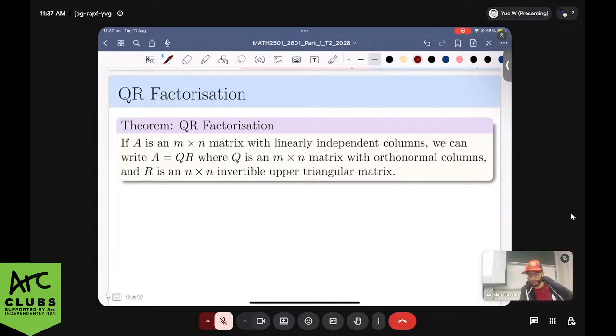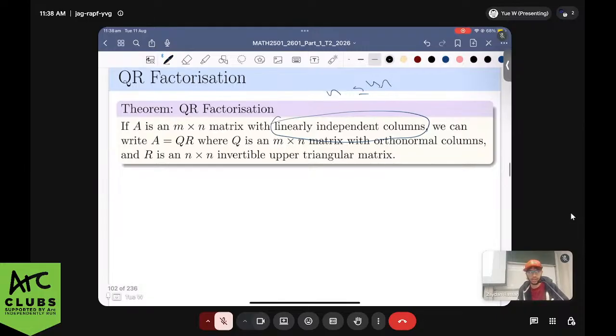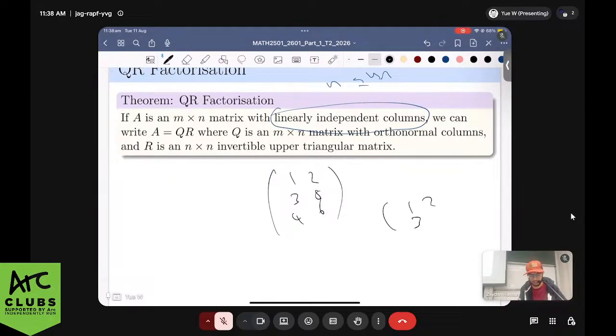So if A is an m by n matrix, okay, QR factorizations, first of all, it's not for all matrices. It's only when the columns are independent. And by the way, that also means n is less than or equal to m. Why am I saying that? Because this is, by the way, a tall, thin matrix is what you call it, like 1, 2, 3, 4, like something like this. Not something like this.